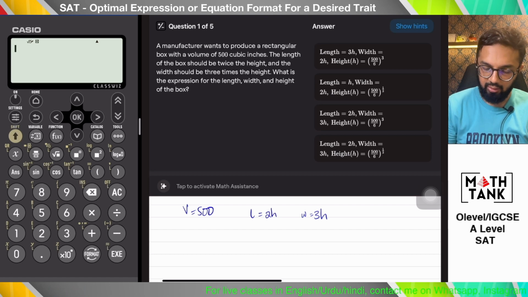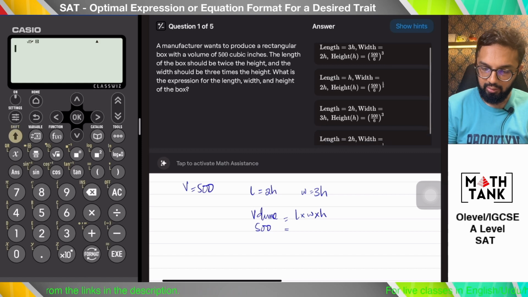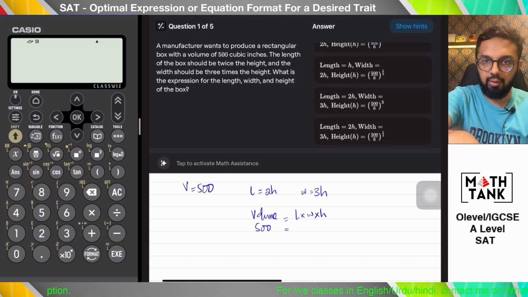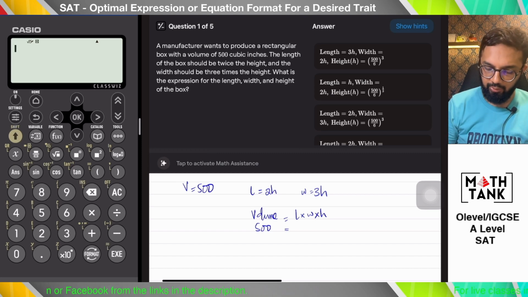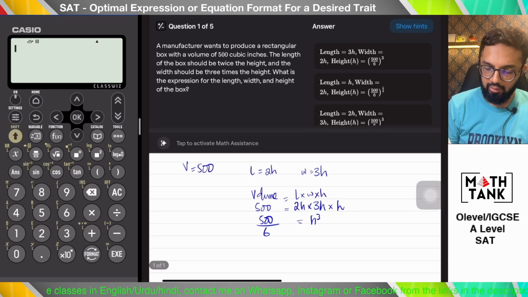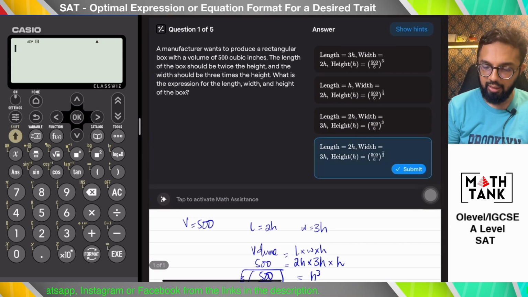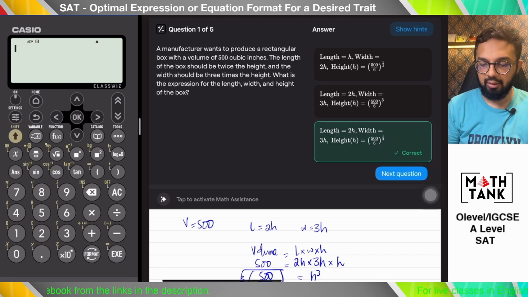If I were to work with the volume, it's length into width into height for a rectangular box. That's 500. The length is 2h, width is 3h, and height is h. So 500 divided by 6 equals h cubed. And then I need to take a cube root. A cube root is power 1 over 3. So let's see if that is the answer option. Yes, I have one that looks like this. So I'm going to say that that's the correct answer option.